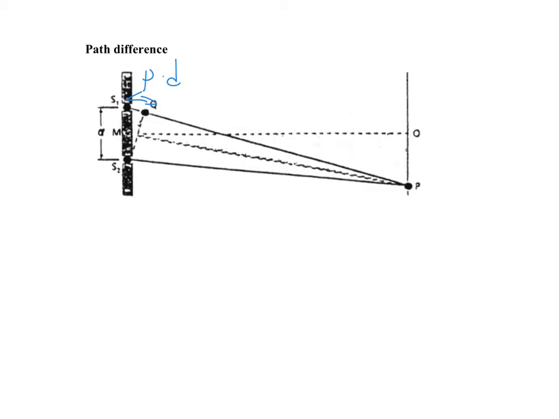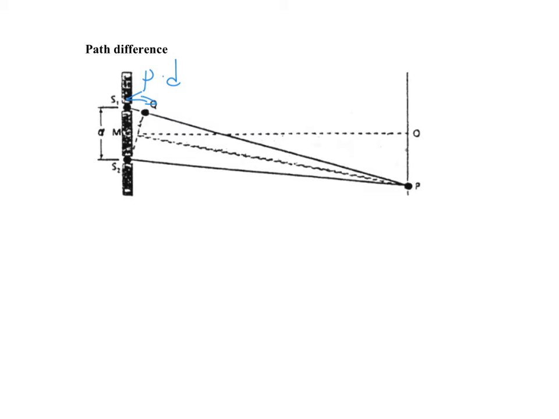Alright, so the path difference will determine your phase difference, because whenever they meet and form constructive or destructive interference, it depends on the phase difference when they meet. If they meet in phase, you get constructive. If they meet out of phase, 180 degrees out of phase, which is also called anti-phase, you get destructive. So let's see what happens when they travel different distances.